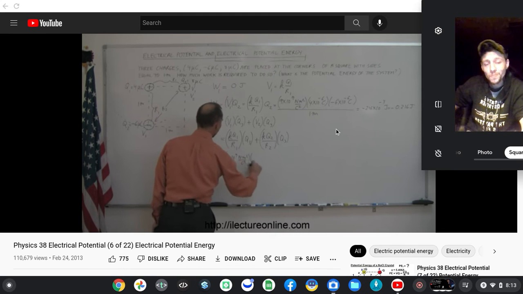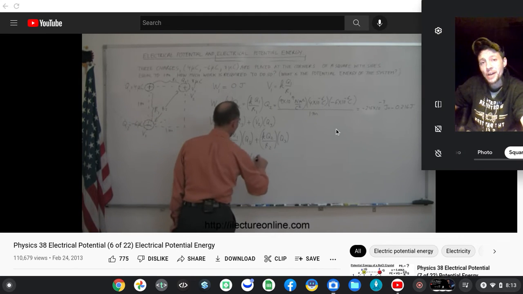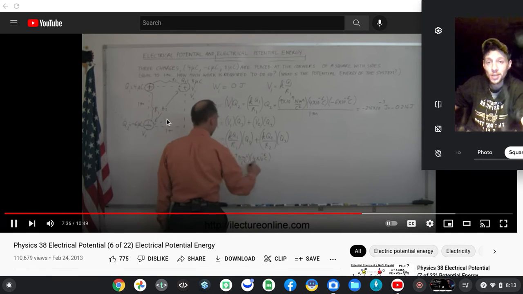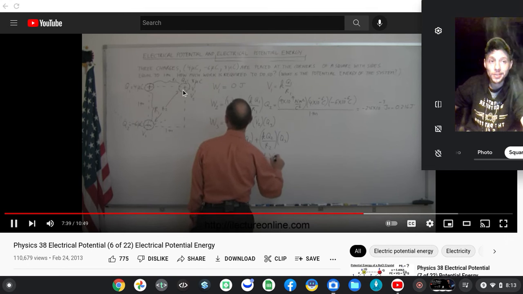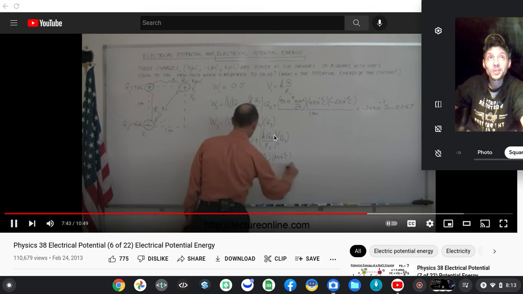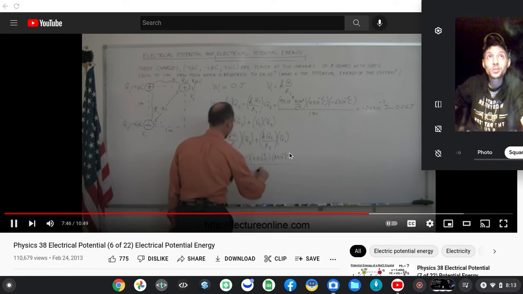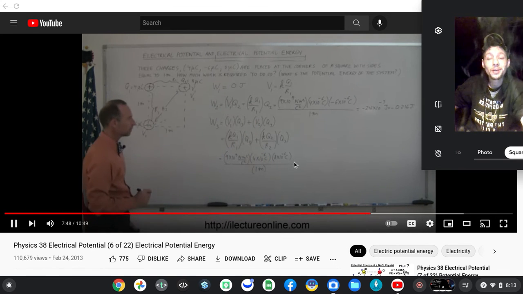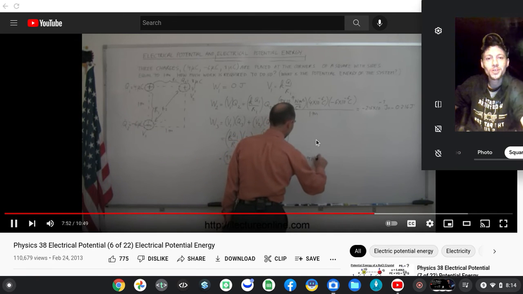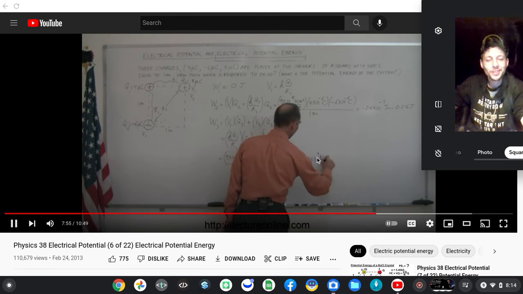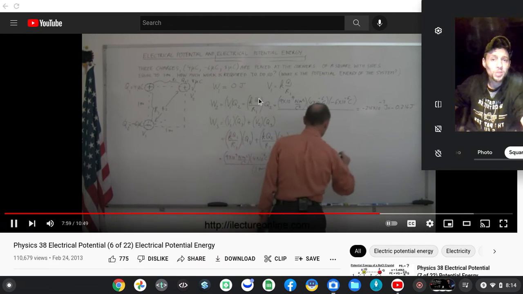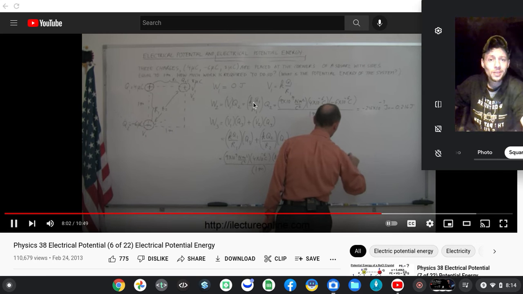Times charge 1, which is 4 times 10 to the minus 6 coulombs, times charge 3, which again is 8 times 10 to the minus 6 coulombs, divided by 1 meter, the distance between those two. Then we add 9 times 10 to the 9th newton meters squared per coulomb squared, times Q2, which is 4 times 10 to the minus 6 coulombs.